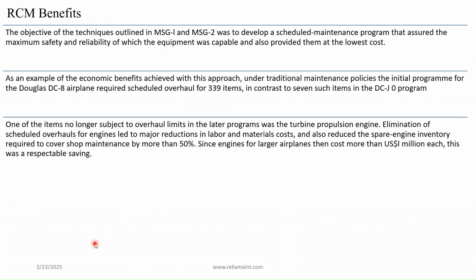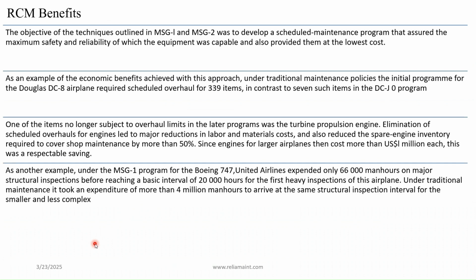As an example of the economic benefits achieved with this approach, under traditional maintenance policies, the initial program for the Douglas DC-8 airplane required scheduled overhaul for 339 items, in contrast to 7 such items in the DC-10 program. One of the items no longer subject to overhaul limits in the later programs was the turbine propulsion engine. Elimination of scheduled overhauls for engines led to major reductions in labor and materials costs, and also reduced the spare engine inventory required to cover shop maintenance by more than 50%. Since engines for larger airplanes then cost more than $1 million each, this was a respectable saving.